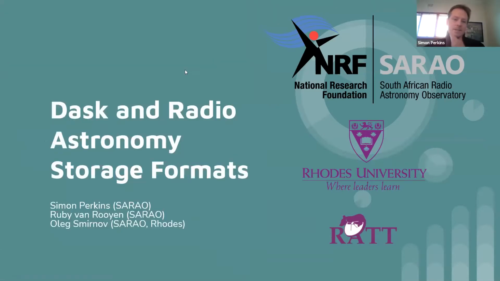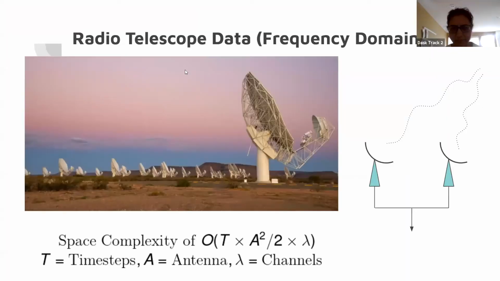Okay. So my name is Simon Perkins. I'm from the South African Radio Astronomy Observatory, and I'm going to be talking about Dask and radio astronomy storage formats. So radio telescopes observe signal along multiple antenna pairs called baselines, but they also observe along multiple time steps and channels, and this gives us a very large space of values.